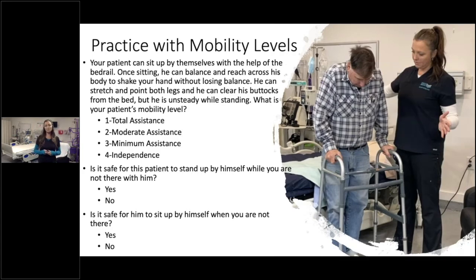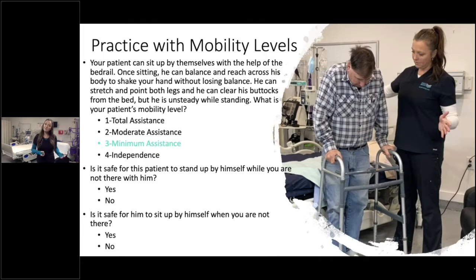What is your patient's mobility level? Is it total assistance? Is it moderate assistance? Is it minimum, or is it independent? Hopefully you answered minimum assistance. He can clear his bottom. That's the key factor here.